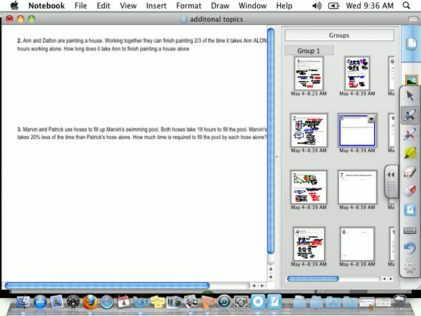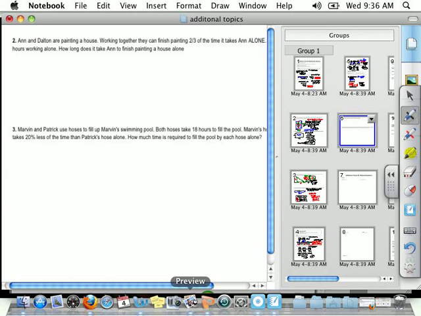So Ann and Dalton are painting a house. Working together, they can finish painting in 2/3 of the time it takes Ann alone. Dalton takes 6 hours working alone. How long does it take Ann to finish painting the house alone?